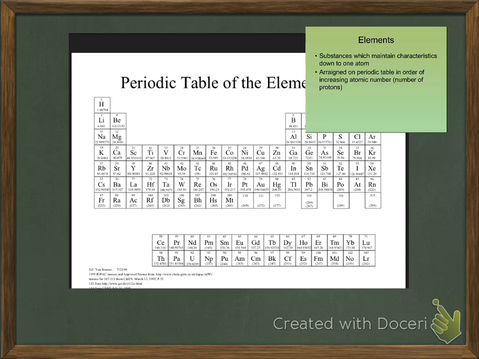The order that they are arranged in on the modern periodic table is in increasing number of protons. So every time you step across from here to here, from here to here, you're adding 1 proton. And that'll become important as we talk more about configuration on the periodic table.